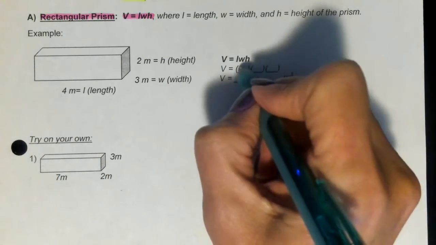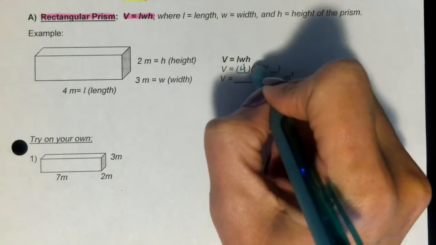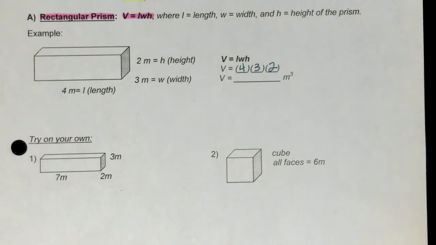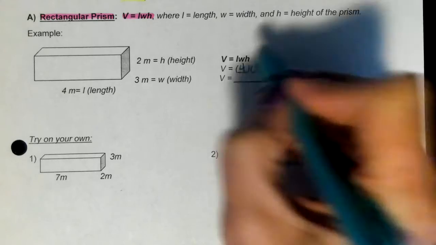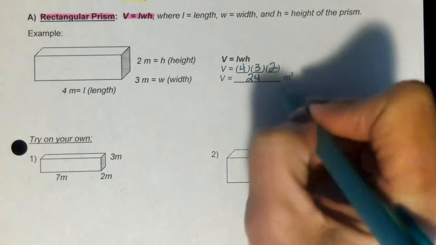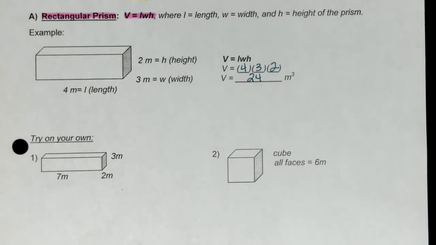So the length is 4. The width is 3. The height is 2. We're going to multiply 4 times 3 times 2. And we get 24 meters cubed. That's simple.